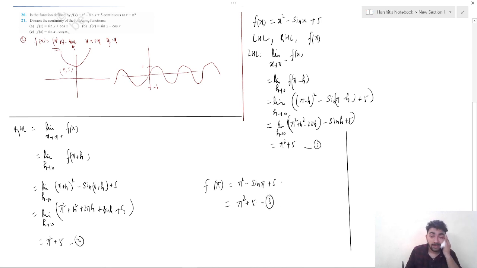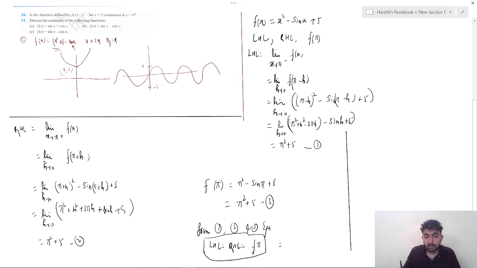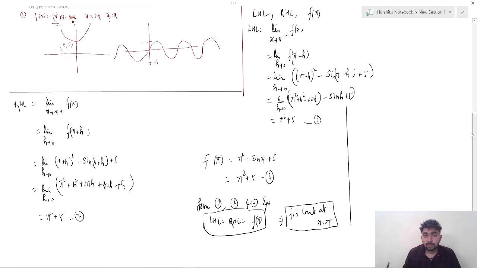From the first, second and third equations we observe that LHL equals RHL. So we write: from the first, second and third equation, LHL equals RHL equals f of pi. If all three things are equal, then we say f is continuous at x equals pi. I hope you understand. Okay, now we will move to the next question.